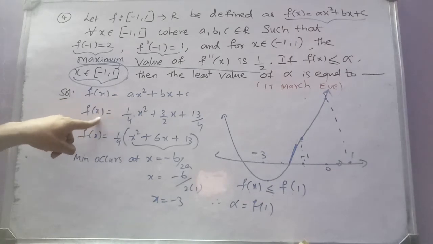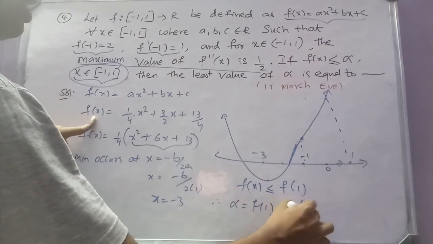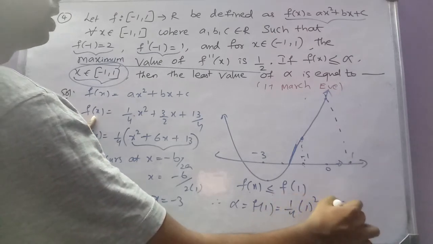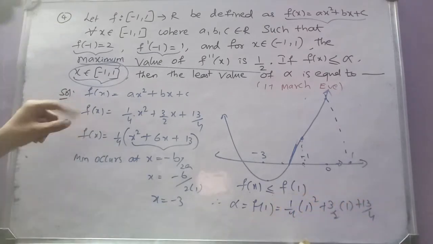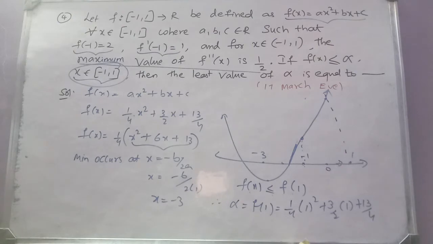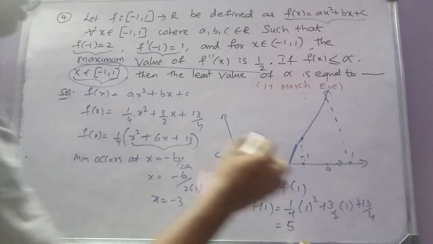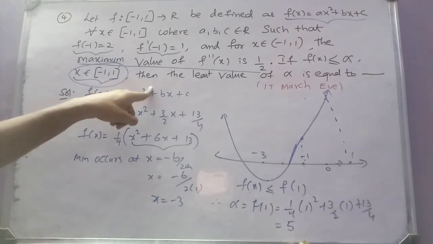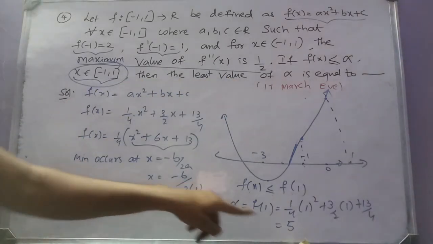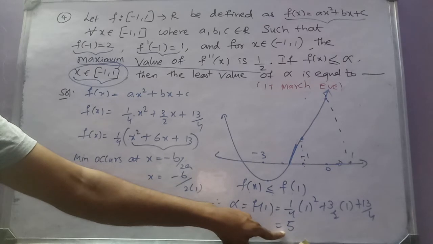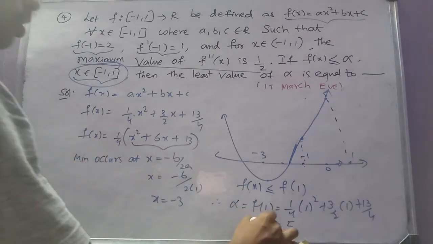Now you can find out what is alpha by substituting x is equal to 1 here. So 1 by 4 into 1 square plus 3 by 2 into 1 plus 13 by 4. So what do you get? 14 by 4, that means 7 by 2 plus 3 by 2, 10 by 2, which is equal to 5. Anyhow, they are asking the least value of alpha, but when alpha is a constant, this is the least value and this is the highest value.